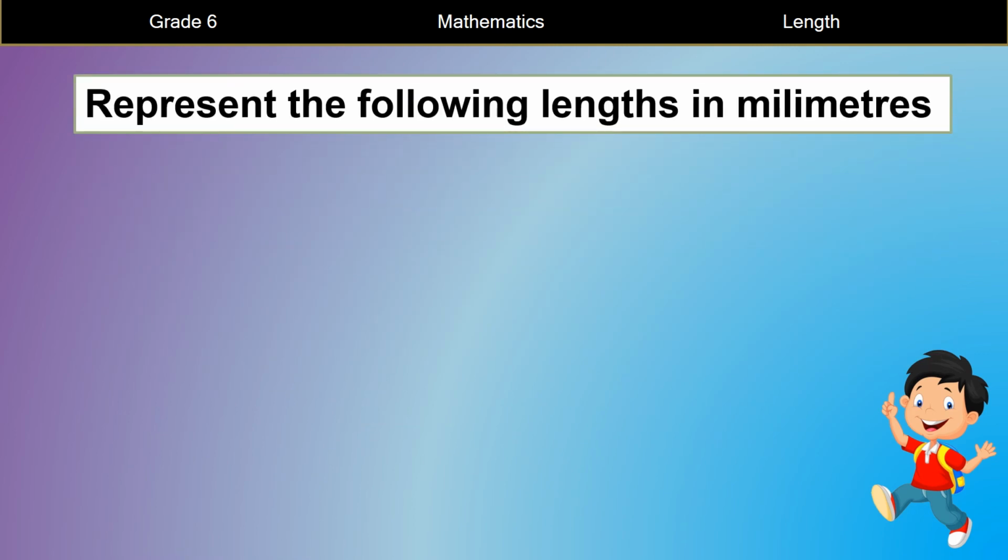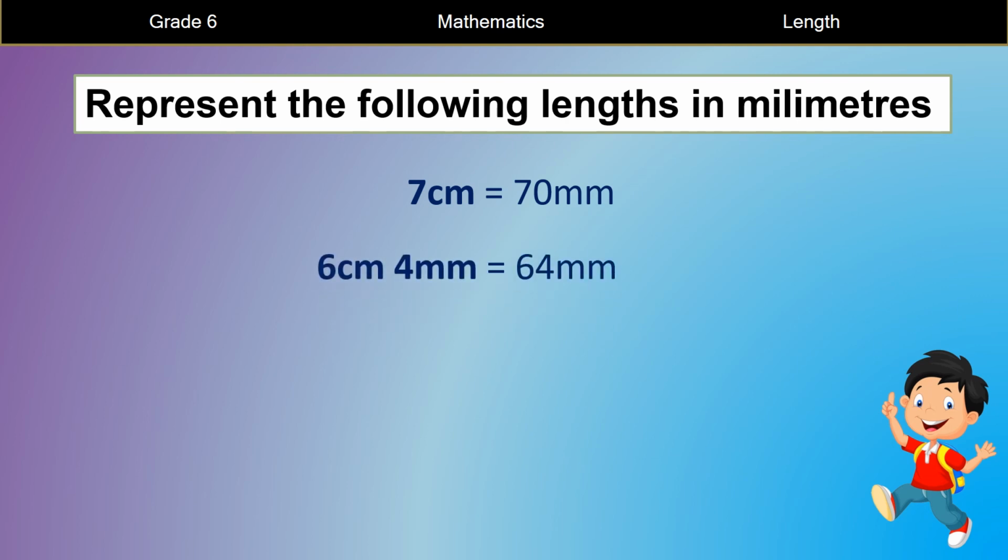Then let's represent the following lengths in millimeters. First one, 7 centimeters is equal to 70 millimeters. Here we have to multiply 7 by 10. 7 into 10 is 70. 6 centimeters and 4 millimeters. 6 centimeters is 60 millimeters. 60 plus 4 is 64 millimeters. Answer is 64 millimeters.